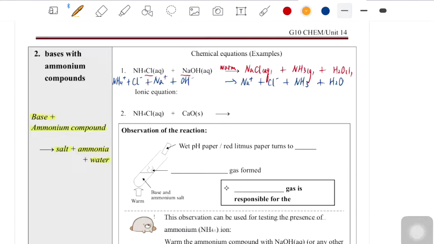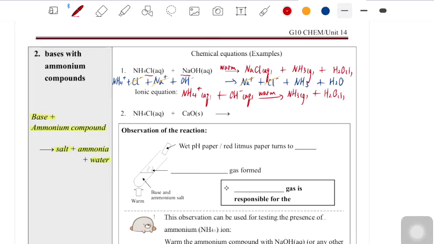So we will cancel out the chloride ion on both sides. We will cancel out the sodium ions on both sides. Then we're left with ammonium ion in aqueous state reacting with hydroxide ion in aqueous state, and under the condition of gentle warming, it would provide ammonia gas and also water. So that's the ionic equation.